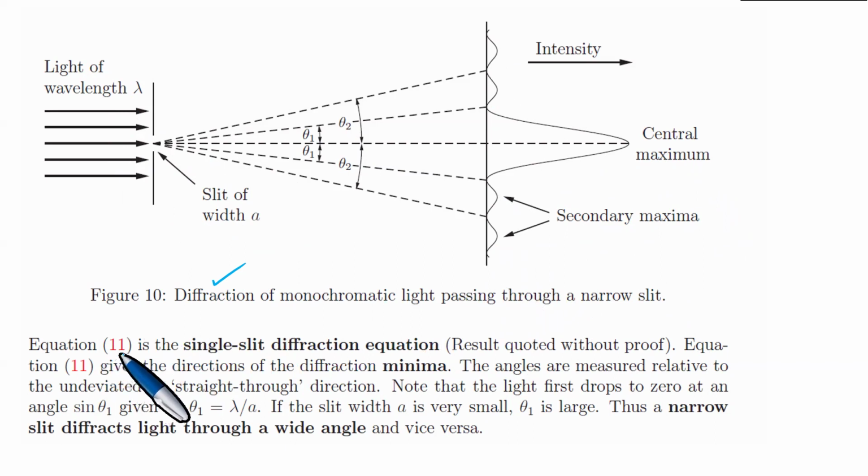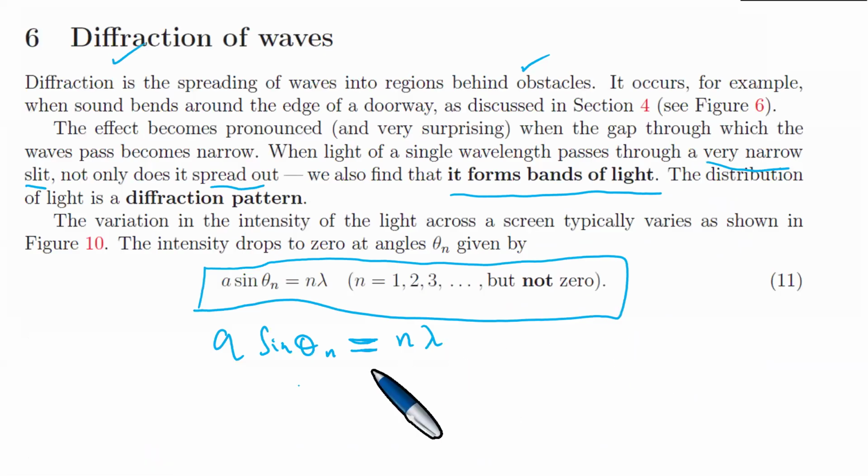I want us to discuss equation 11 that we're going to use in the calculation. Equation 11 is a single slit diffraction equation, a result quoted without proof. Equation 11 gives the directions of the diffraction minima. I need us to remember that equation 11 is this one, which is a sine theta n is equal to n lambda.